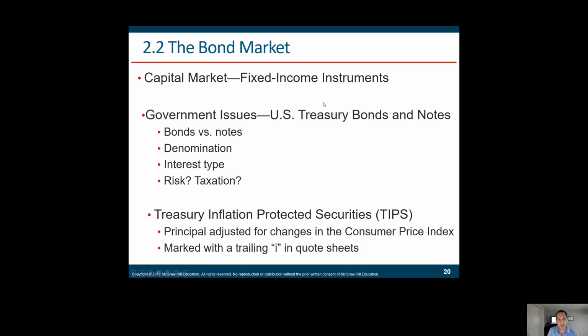Continuing on to the bond market. The bond market is considered a fixed income instrument. There are government issues, U.S. Treasury bonds and notes. They come in different denominations, different types of interest. Some interest rates on bonds are actually variable, but we'll cover that in a little bit. And then taxation: most bonds are taxed unless you hold them in a tax exempt account, or muni bonds. Muni bonds are tax exempt by the state. Then there are also Treasury inflation protected securities, which adjust their price based on inflation. So if we get higher inflation, these bonds tend to do better.